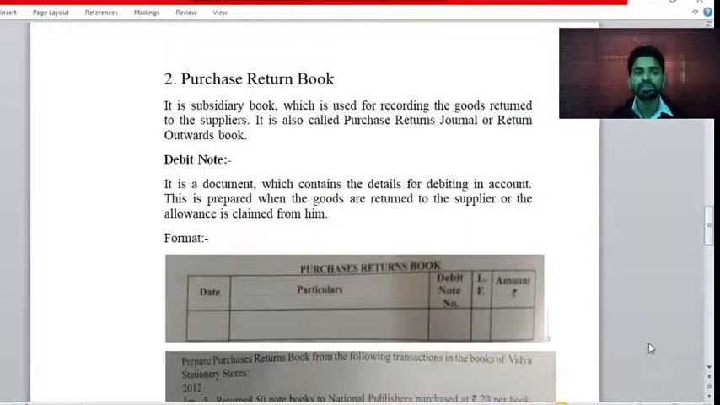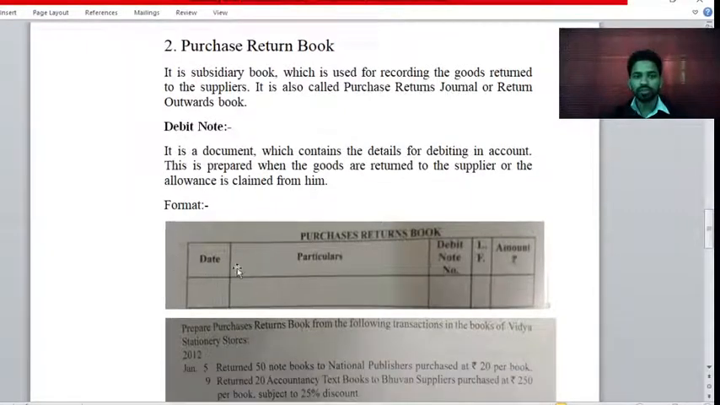Now see, while preparing the purchase return book, we have to prepare the debit note. Keep in mind, we have to prepare the debit note. It is a document which contains the details of debiting an account. It is prepared when the goods are returned to the suppliers or when an allowance is claimed from them. At that time a debit note is prepared.